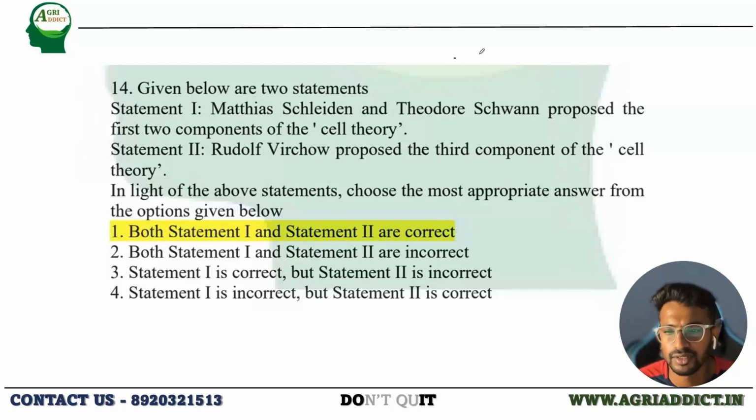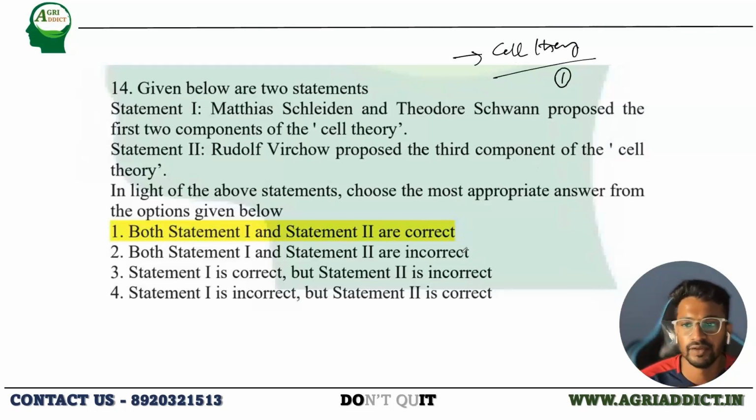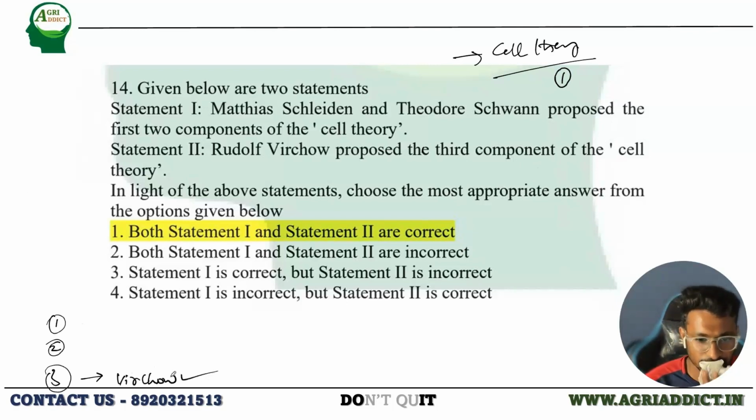I told you about the three components of cell theory. Can you please recall them for me? What are the three different theories? Just write them down. Omnis cellula e cellula was put forward by the scientist Rudolf Virchow. Yes, it was Rudolf Virchow.